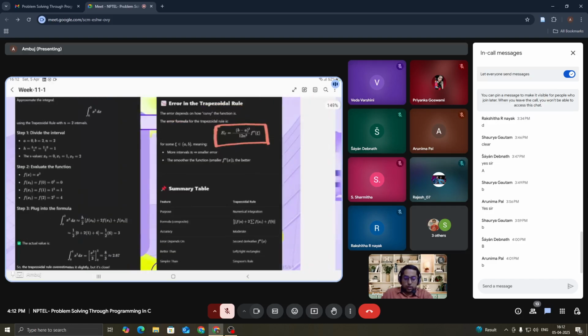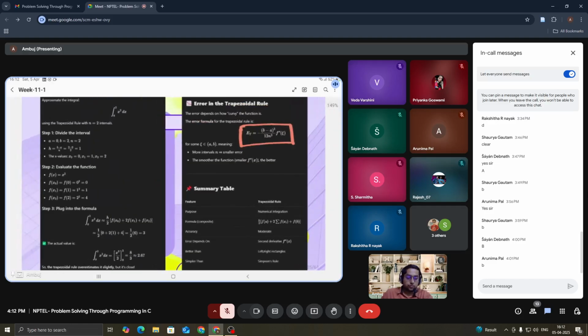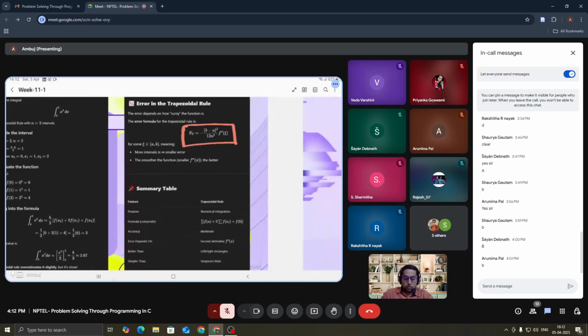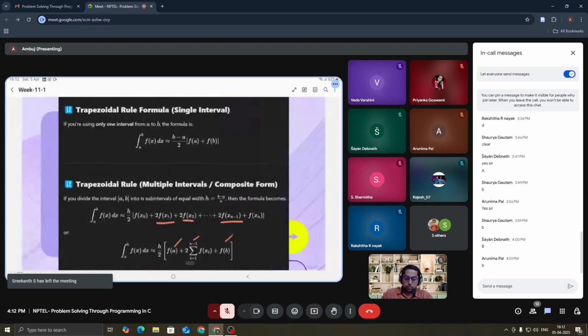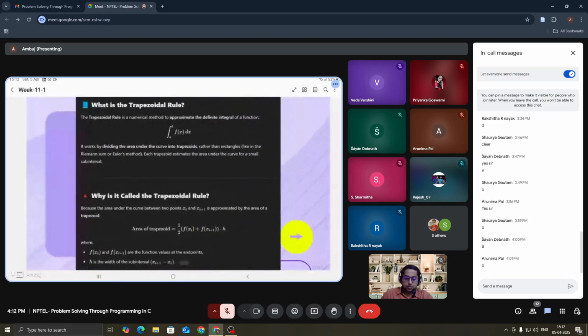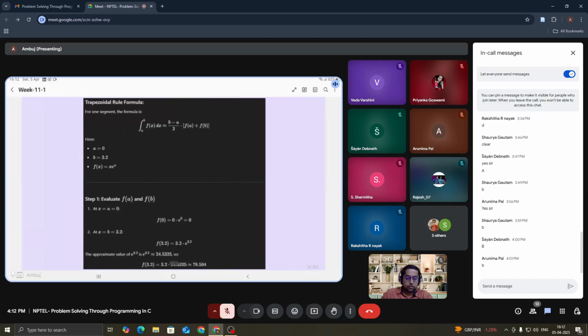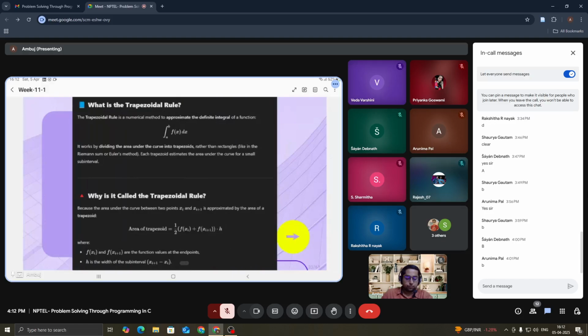This was all about the trapezoidal rule. Any doubts? Anybody? Anywhere on all of the slides? If any doubt is there in the calculation, then please do tell me. Rest we can move forward.